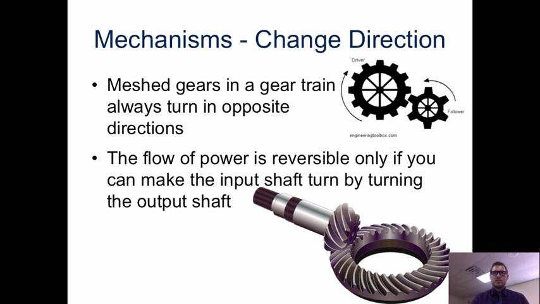We've worked with some of these so far. One thing you need to know is that meshed gears in a gear train always turn in opposite directions, and the flow of power is reversible only if you can make the input shaft turn by turning the output shaft. And we've done a little bit of this, but we haven't exactly run into something that can't be turned. When we use worm gears, you'll be able to see that turning the input shaft and the output shaft don't always work together at the same time.